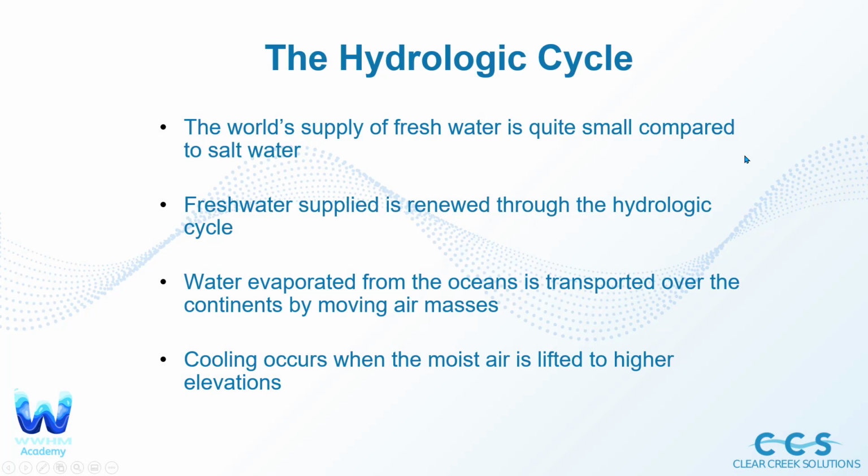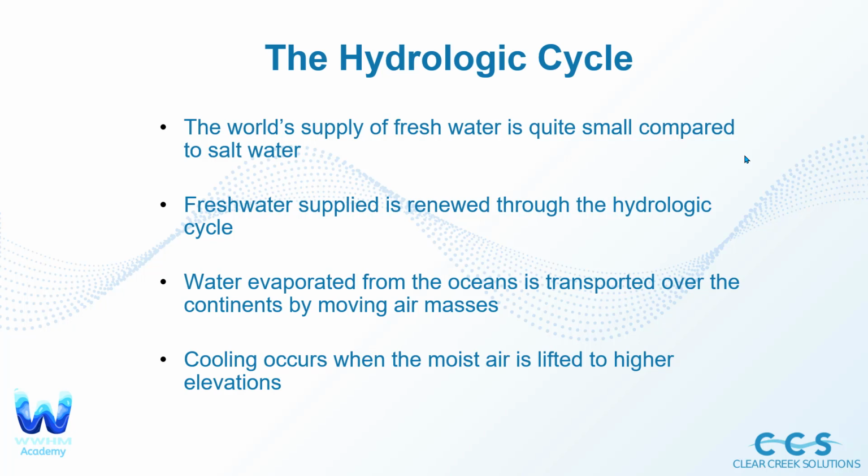Let's get into the hydrologic cycle. So first off, the world's supply of fresh water is quite small when compared to the saltwater supply globally. If you think about the freshwater sources such as rivers, a lot of lakes, and streams that come from freshwater rain, and you compare that to the size of the oceans and saltwater lakes and bodies of water like that, it's quite small. There's a lot less fresh water on the earth than salt water, and as we know, of course, fresh water can be consumed, but salt water cannot be consumed by especially humankind.